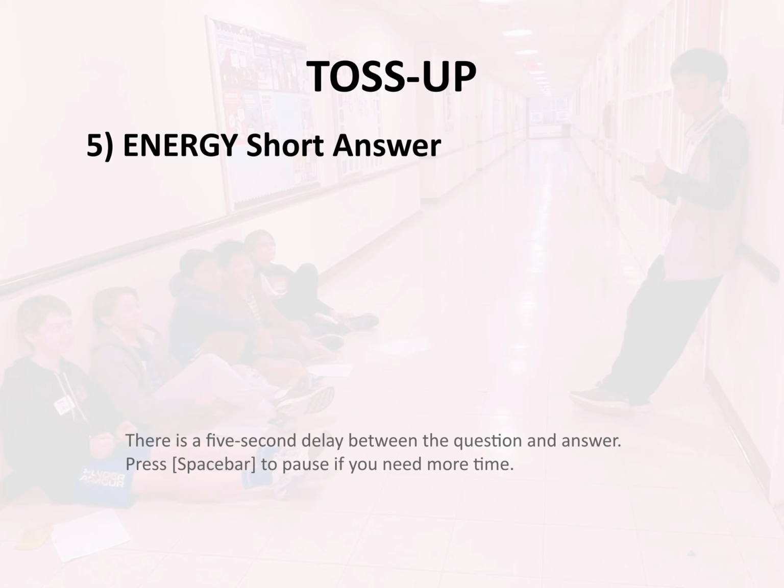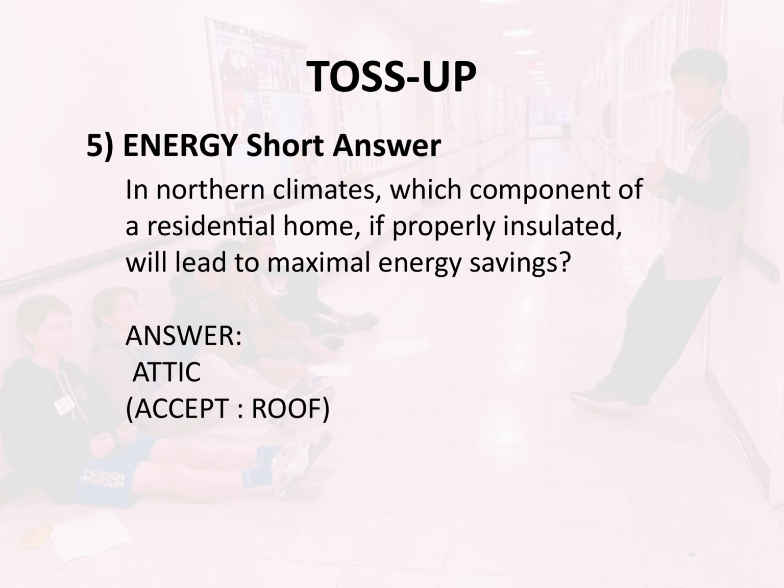Toss-up 5. Energy. Short answer. In northern climates, which component of a residential home, if properly insulated, will lead to maximal energy savings? Answer. Attic.